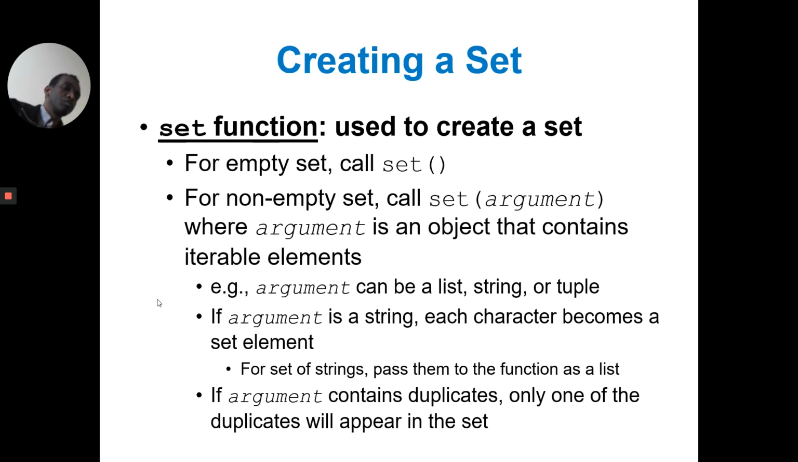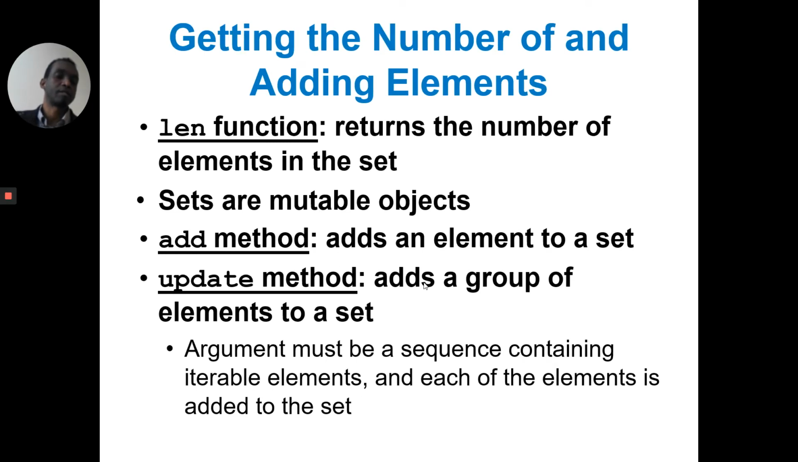The set function is used to create a set. For an empty set, you call set and then the parentheses. For a non-empty set, call set with an argument, where the argument is an object that contains iterable elements. An argument can be a list, a string, or a tuple. If an argument is a string, each character becomes a set element. To make a set of a string, pass it to the function as a list. If an argument contains duplicates, only one of the duplicates will appear in the set.